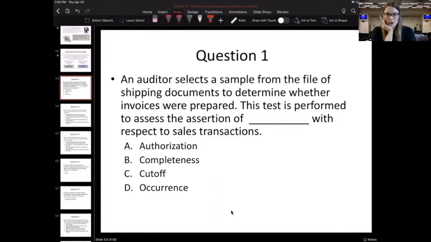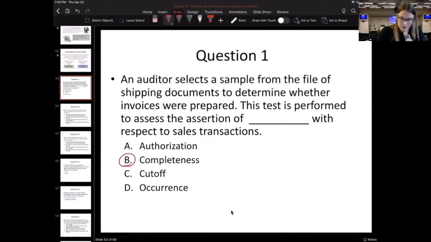So question 1. An auditor selects a sample from the file of shipping documents to determine whether invoices were prepared. This test is performed to assess the assertion of blank with respect to sales transactions. Hopefully you recall us talking about this control earlier when we were talking through all our controls. And you got E, completeness, which was the answer.